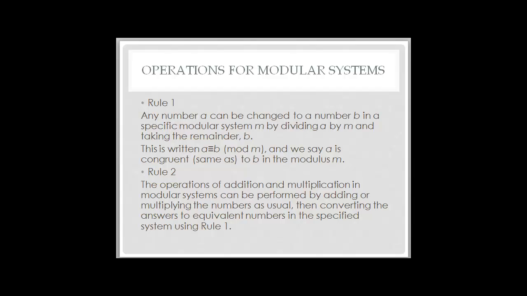The operations of addition and multiplication in modular systems can also be performed by adding or multiplying the numbers as you normally would in regular addition or multiplication, and then converting that answer to the equivalent number in the specified system using rule 1. So we just add or multiply like we would in a normal system, and then apply our rule number 1 to that. Let's look at some examples.